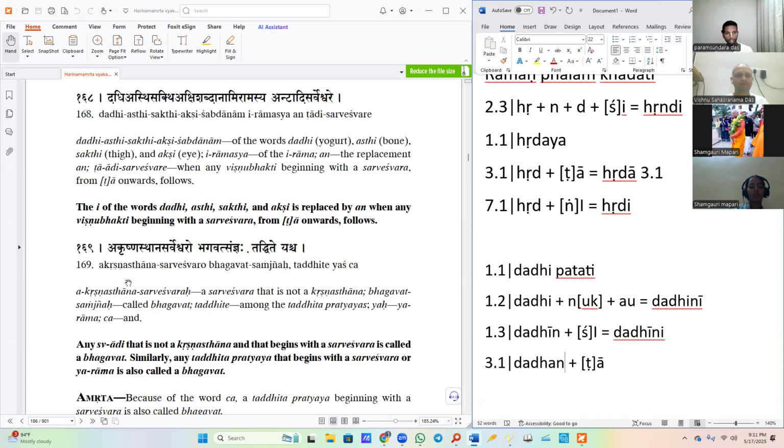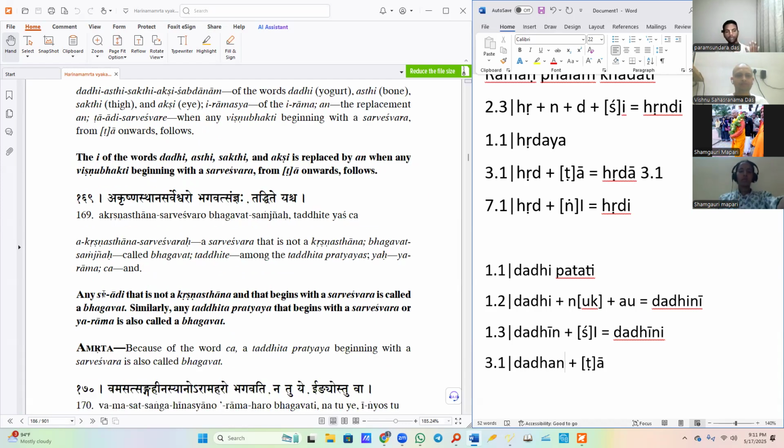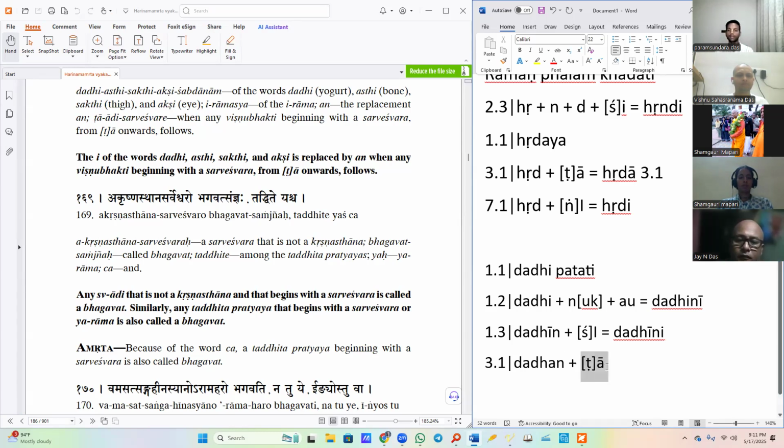So, Krishna Sthana Sarveshwaro Bhagavad Sangya Tadhite Yascha. Any Swadi means Suoja Samoshas. So any of those pratyayas, that is not a Krishna Sthana, which begins with Sarveshwara, is called Bhagavat. Now Ta, is Ta a Krishna Sthana here? No, it is not. And it also begins with the Sarveshwara. So it is considered a Bhagavat. Any pratyay which is not a Krishna Sthan and which begins with Sarveshwara is Bhagavat Sangya.